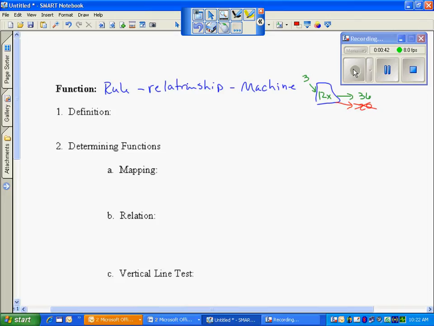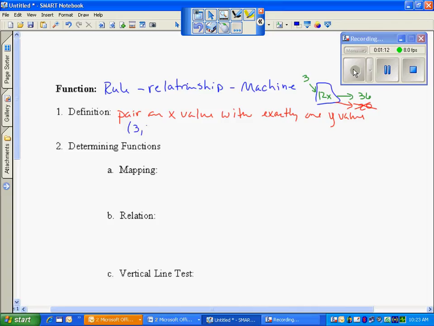It's got to be a machine. It's going to be a predictable value. It's not going to change on you. So in mathematics, the definition is that it's going to pair an x value, or an input, with exactly one y value.